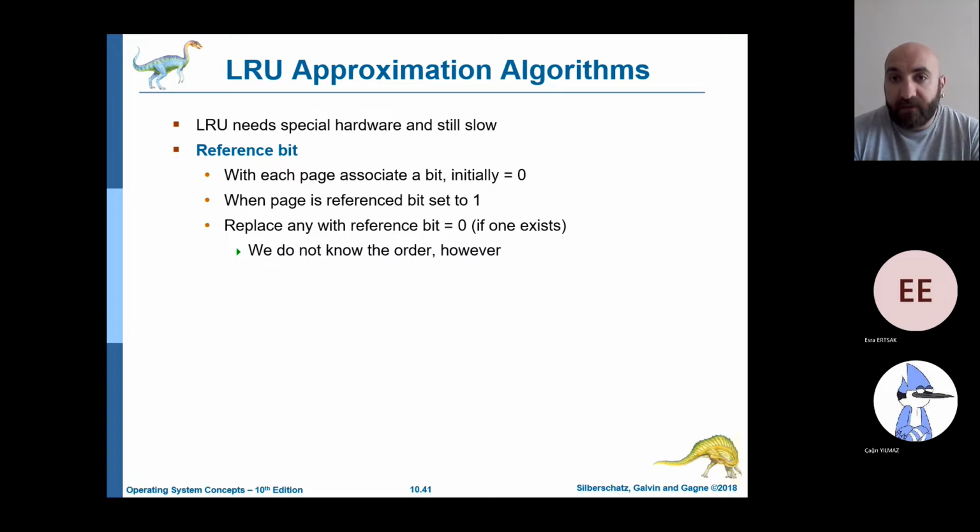Initially, all bits are cleared to 0 by the operating system. As a process executes, the bit associated with each page referenced is set to 1 by the hardware. After some time, we can determine which pages have been used and which have not been used by examining the reference bits, although we don't know the order of use. This information is the basis for many page replacement algorithms that approximate the least recently used algorithm.